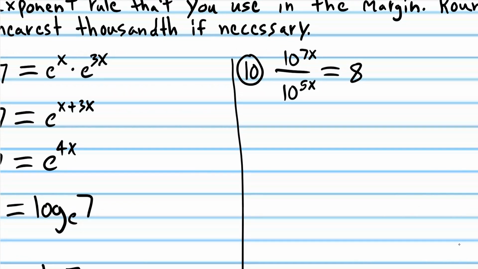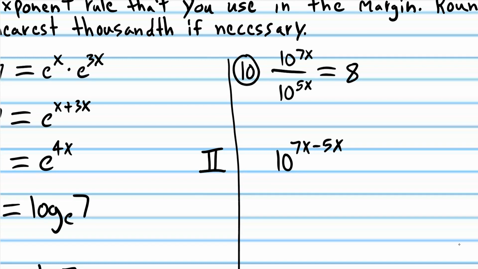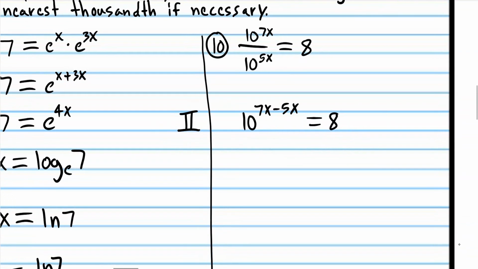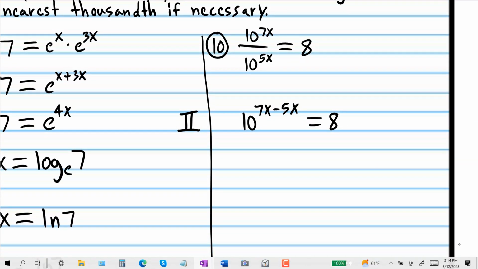So we're dividing powers, so we're going to use exponent rule number 2, which means that we're going to subtract the exponents. And the only reason we can do that is because the exponential expressions, the green and the blue, they have the same base. So that was exponent rule 2, and 7x minus 5x is 2x.